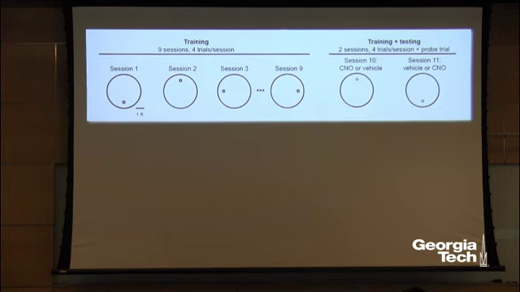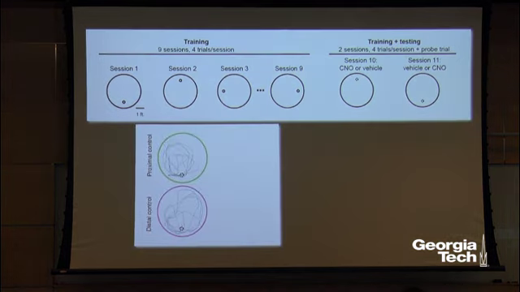We do the same type of training procedure, but then on one extra trial, we do what's called a probe trial, where the platform is not there. And you determine whether the mouse has learned or remembered the location of the platform by whether it looks for the platform in the right place. And then on day 11, we do this again with either the vehicle or the CNO, depending on what we did on day 10. Okay, so here are the results for the control.